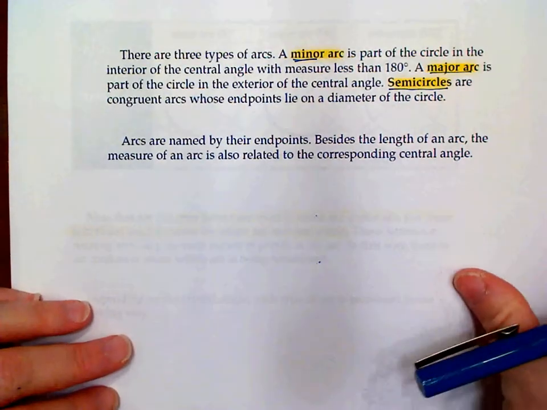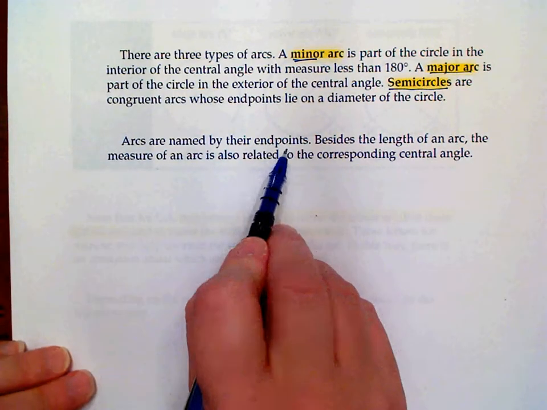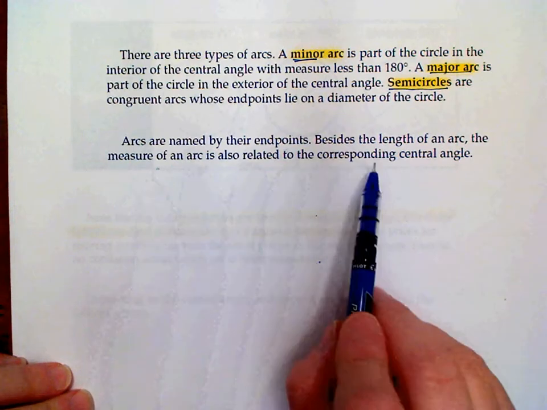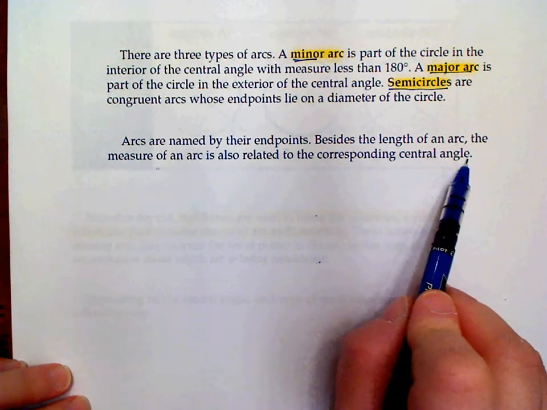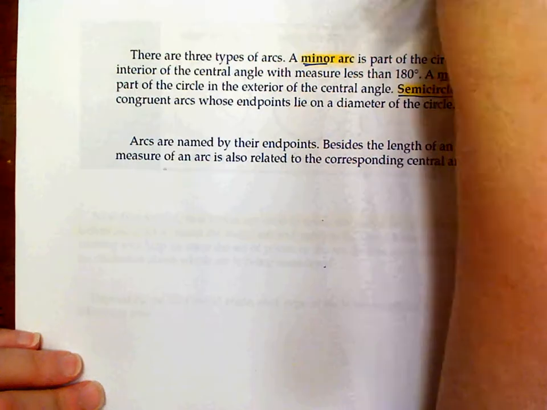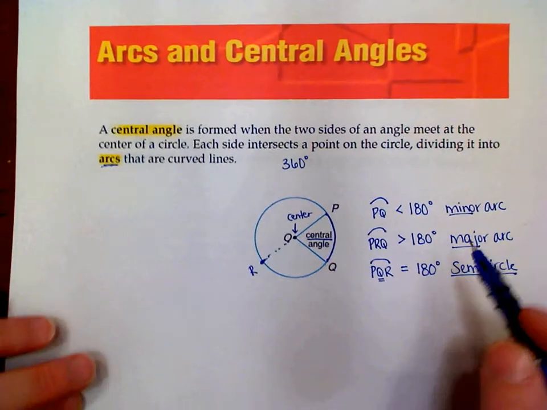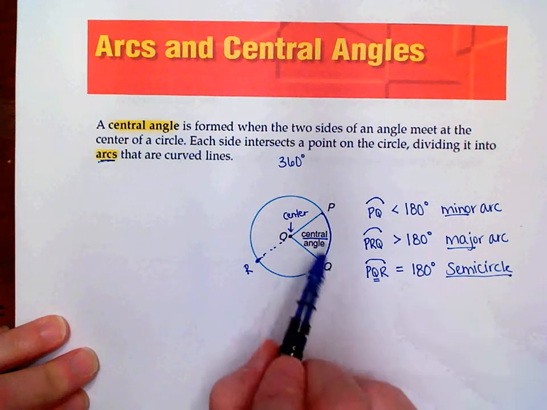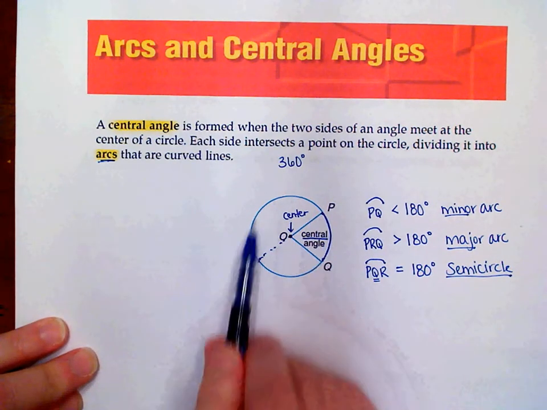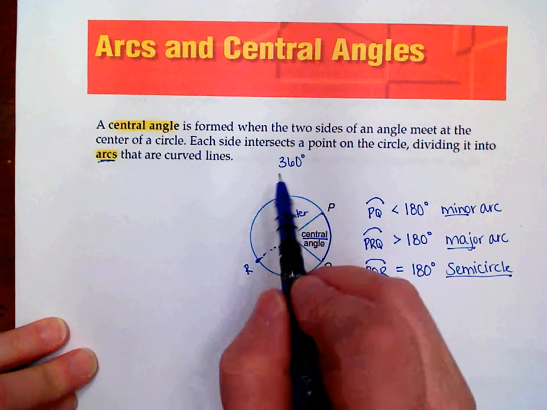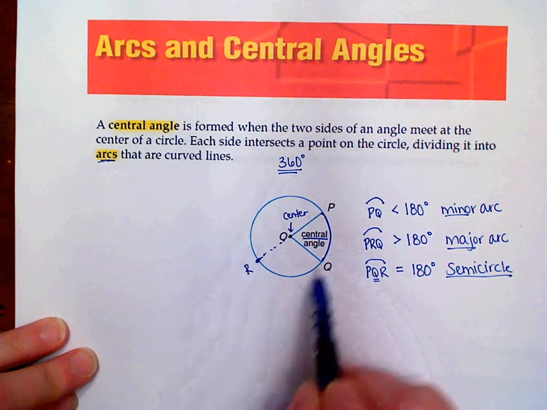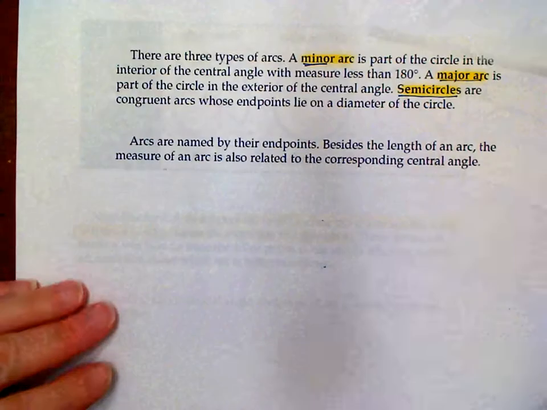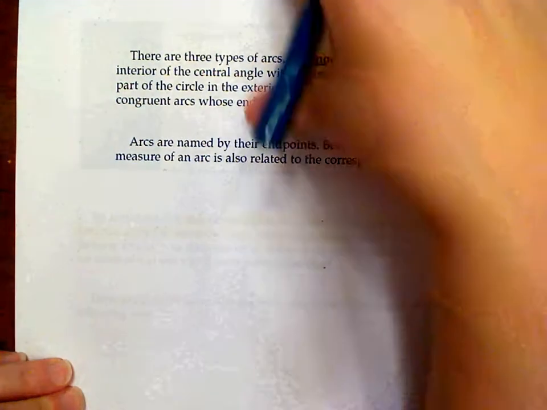Okay, so arcs are named for their endpoints. Besides the length of the arc, the measure corresponds to the central angle's measure. So each arc has a length and a degree measure. We're going to be focusing on the degree measure with this lesson. Its length is a portion of the circumference, but that's not what we're talking about. We're talking about how much of the 360 degrees around the circle that arc is taking up. So let's look at our first relationship.